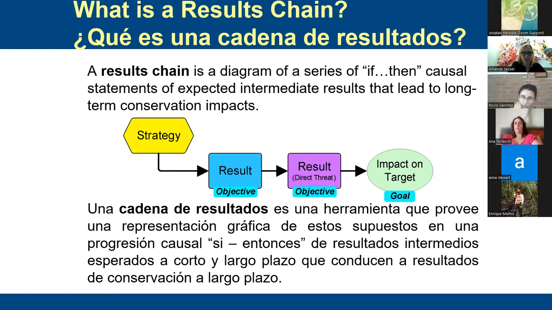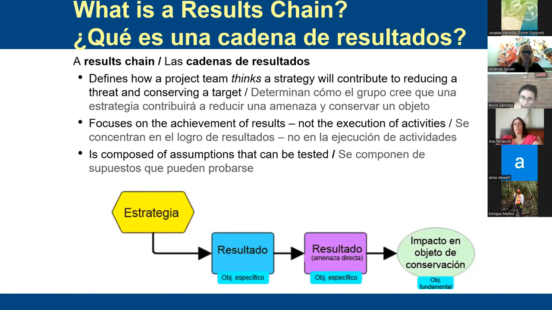And then if the driving factors are addressed, then you're going to have an impact. You're going to see a change in your fundamental objective or that big goal, watershed sustainability, for instance. And so this is your map of how you think your work is going to have societal impact. It might be wrong, but that's okay. That's why we do research. We do research to test hypotheses, to test our assumptions, and to learn.